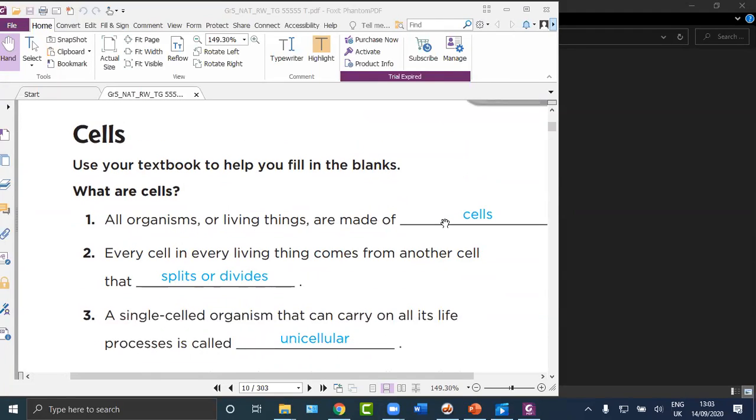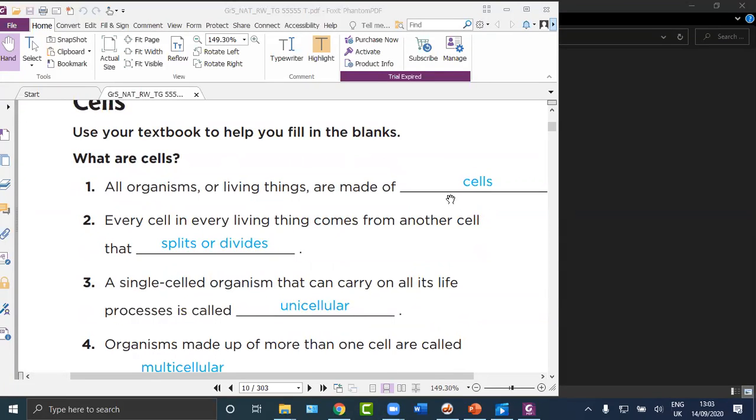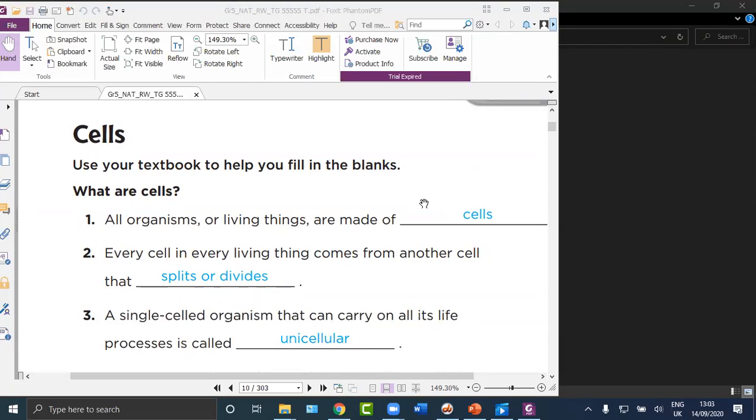The next. When you answer the question, please lower your hand. Okay. Omar Al-Basha. Yes, the next. Organisms made up of more than one cell are called multicellular. Yes, multicellular. Number 5.